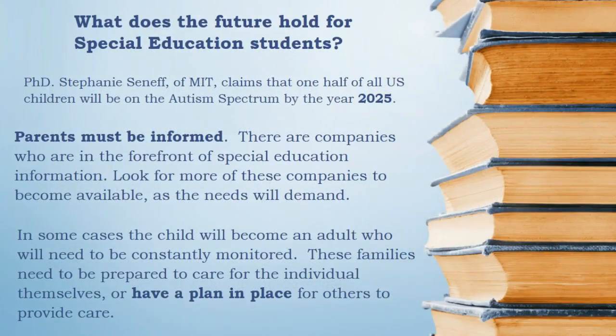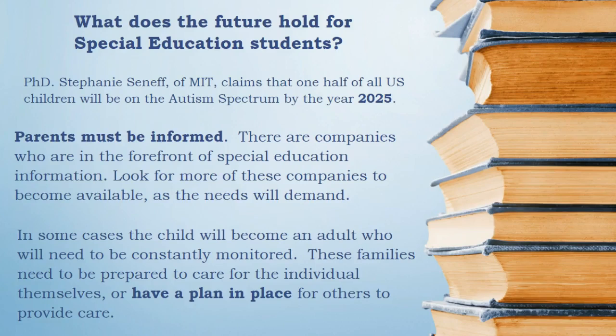Dr. Stephanie Seneff of MIT claims that 1/2 of all U.S. children will be on the autism spectrum disorder, on the spectrum, by the year 2025. We need to look to the future of educating these children to be as self-sufficient as possible. How can we do that? In some cases, the child will become an adult who will need to be constantly monitored. Families need to step up here.